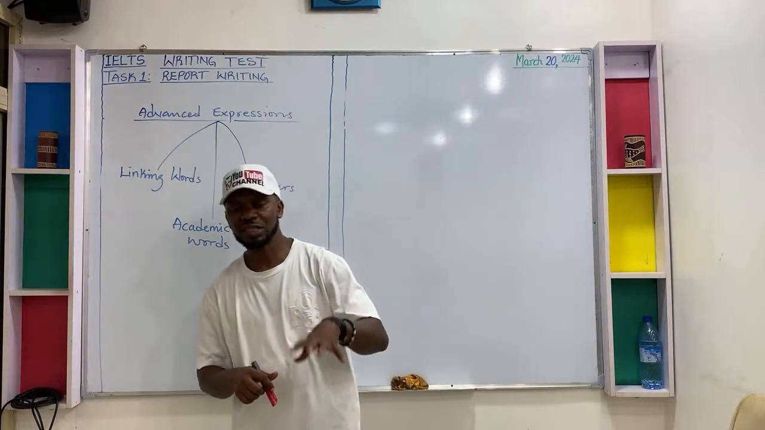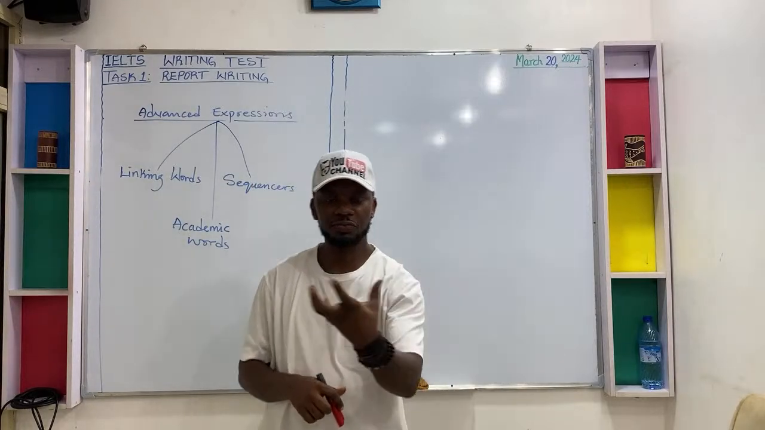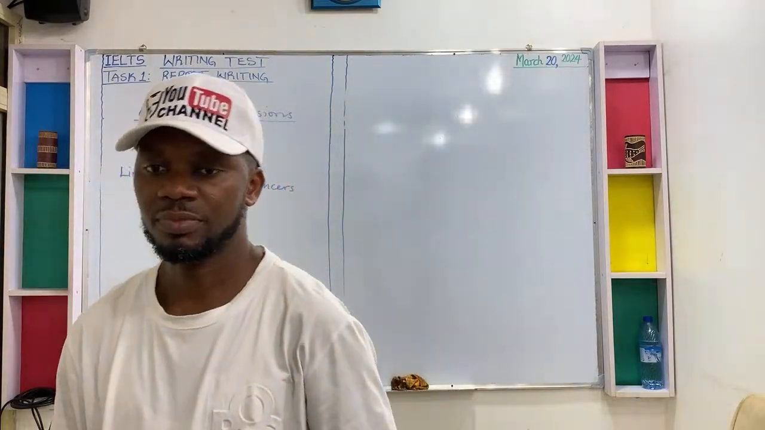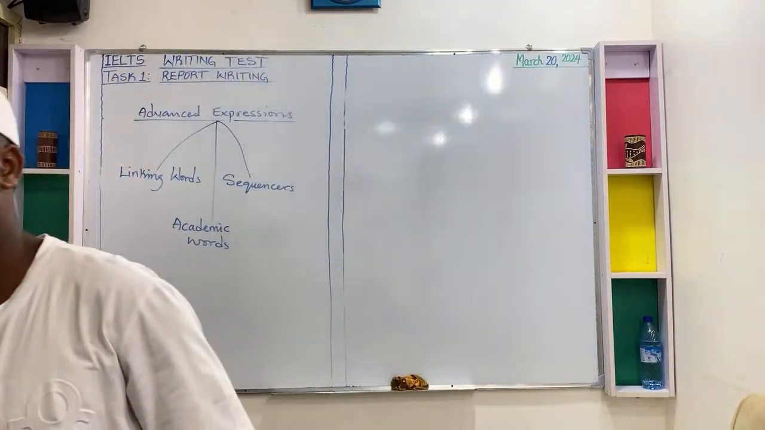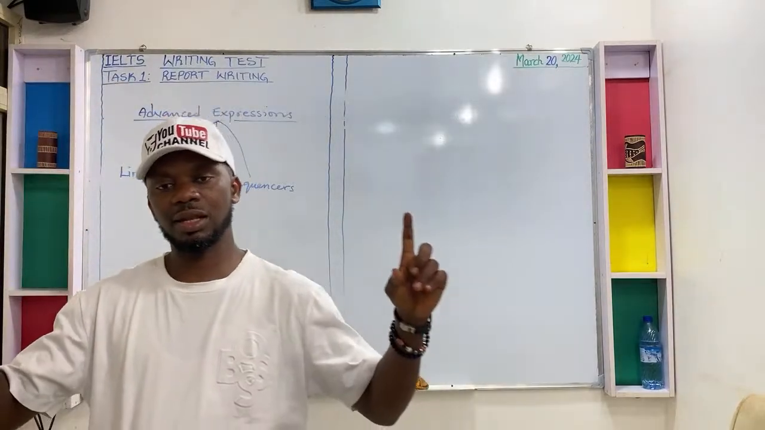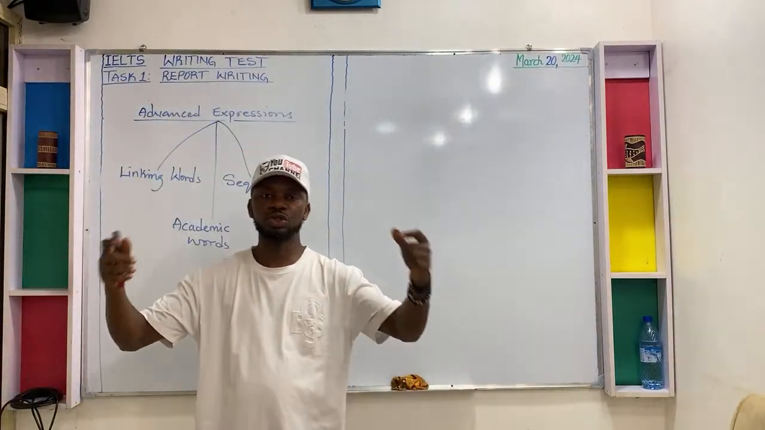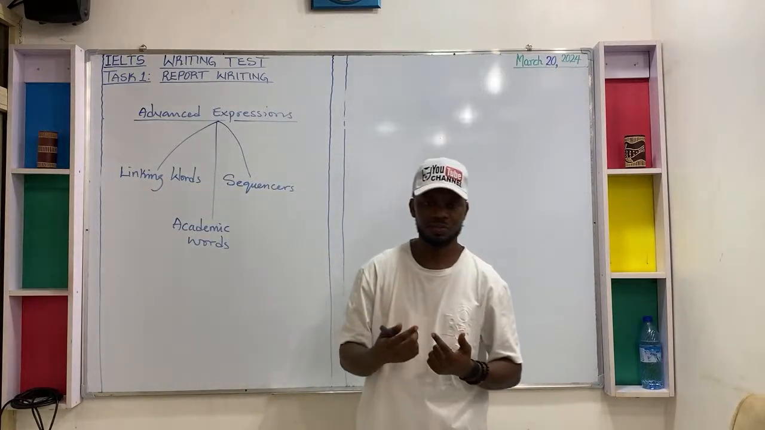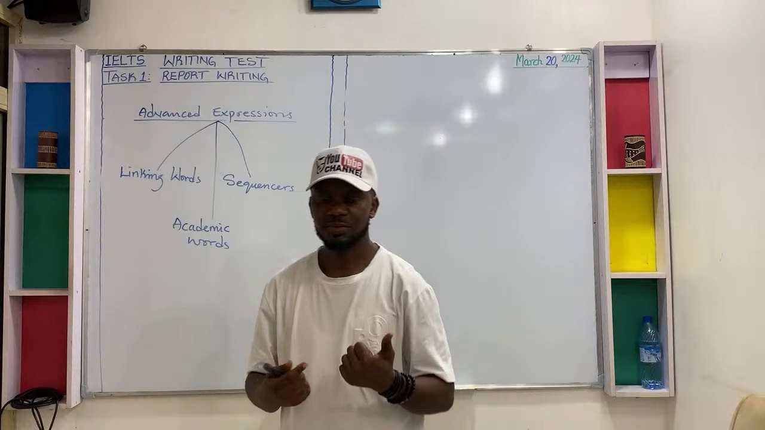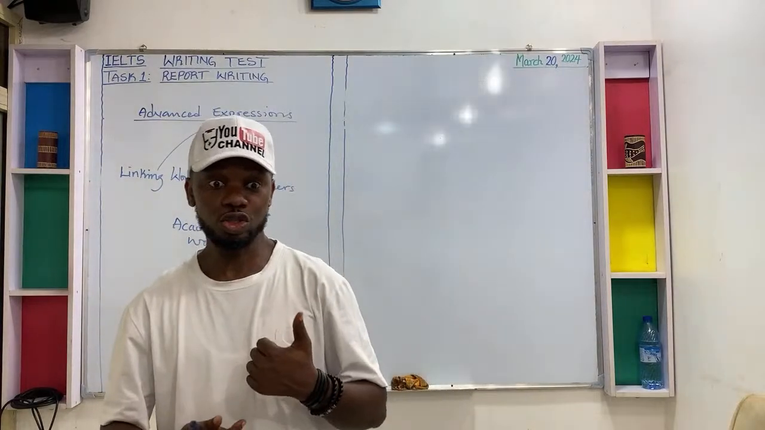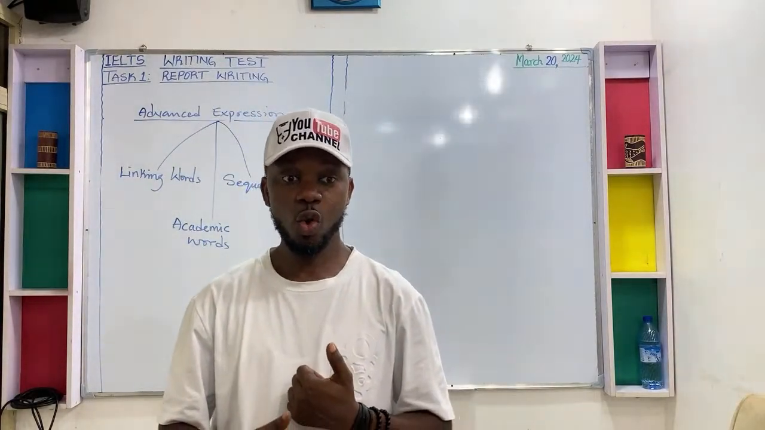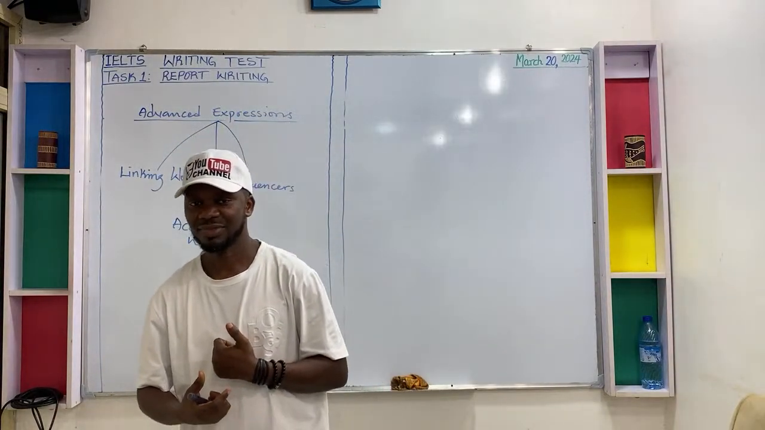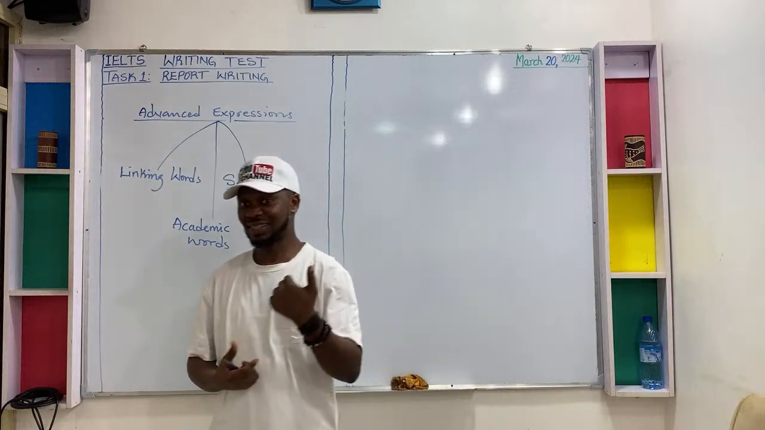Or they help you to practically describe the features of the chart. Now let's look at some examples of these academic words. One, rose. Rose is an example. Rise.